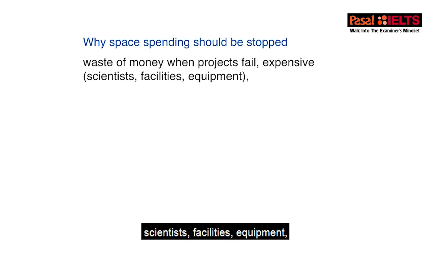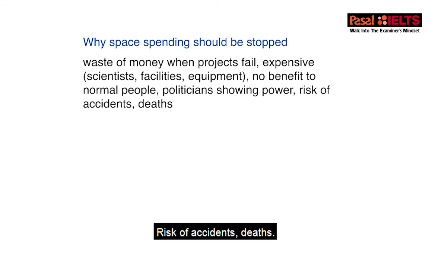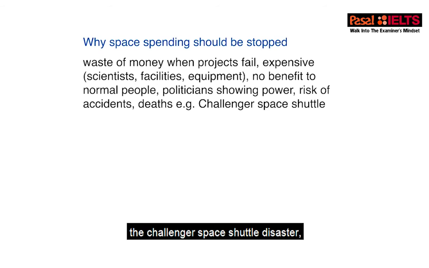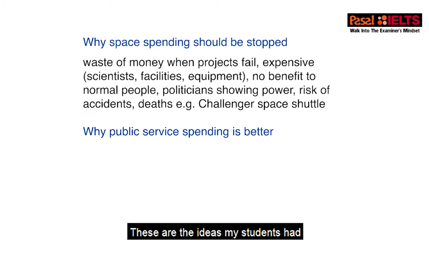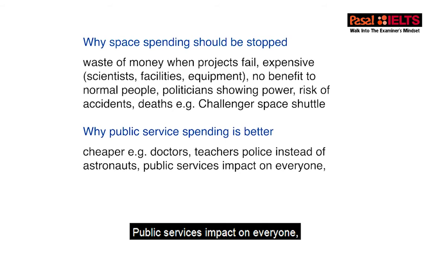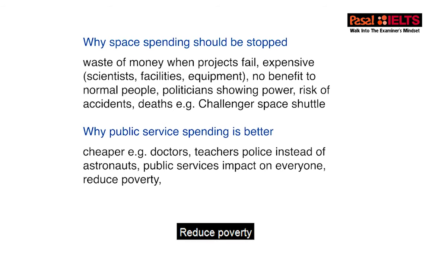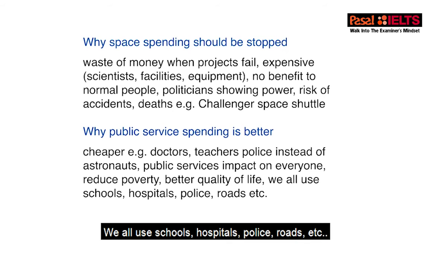Scientists, facilities, equipment, no benefit to normal people, politicians showing power, risk of accidents, deaths, example, the Challenger space shuttle disaster. Some of my students remembered that. And then paragraph 3 is about why public service spending is better. These are the ideas my students had. It's cheaper, e.g. doctors, teachers, police instead of astronauts. Public services impact on everyone. Reduce poverty. Better quality of life. We all use schools, hospitals, police, roads, etc.